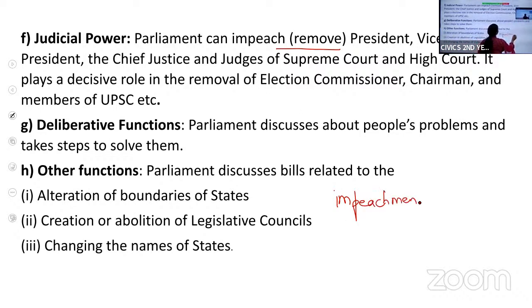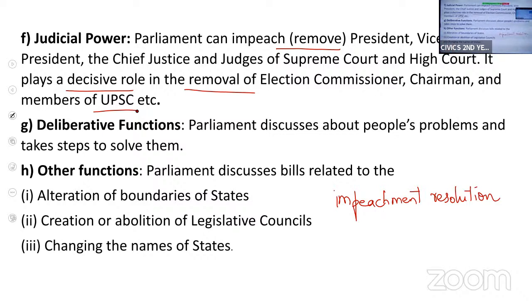Through impeachment resolution, the president, vice president, judges and chief justice of Supreme Court and High Court can be removed. And parliament also plays a decisive role in the removal of the members and chairmen of various commissions like the election commission or election commissioner, and the members of Union Public Service Commission. Okay, the parliament plays a decisive role.